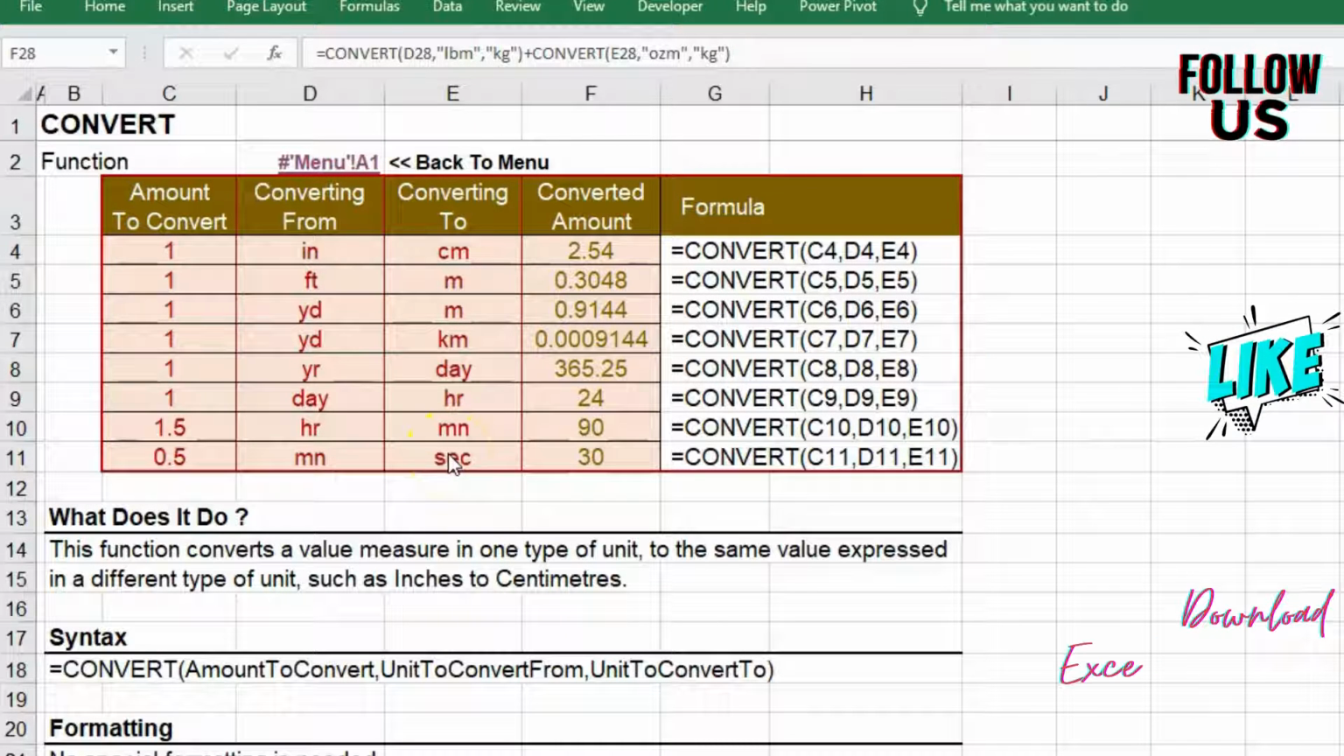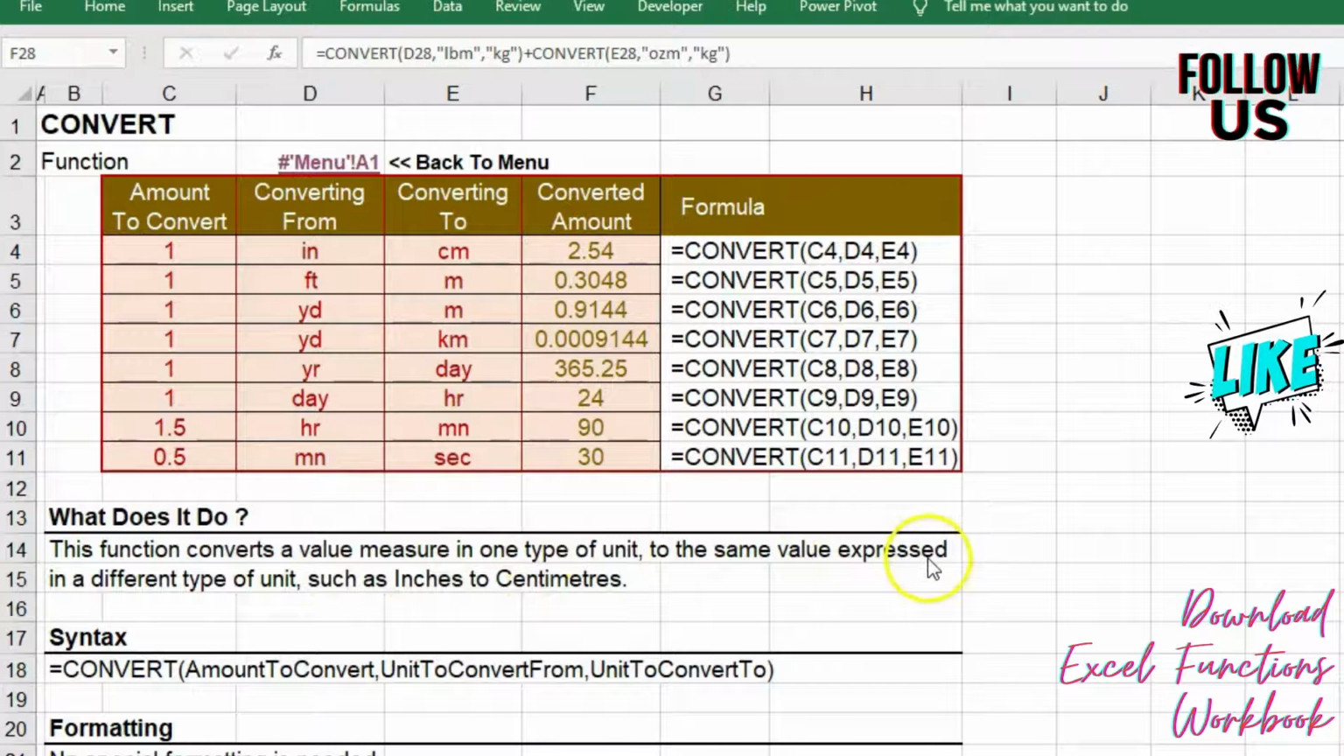convert function. This function converts a value measured in one type of unit to the same value expressed in a different type of unit, such as inches to centimeters. The syntax is equal to CONVERT, bracket, amount to convert, comma, unit to convert from, comma, unit to convert to.